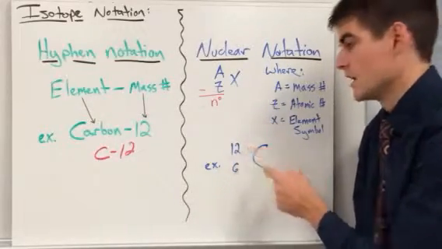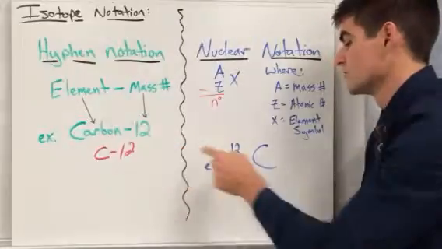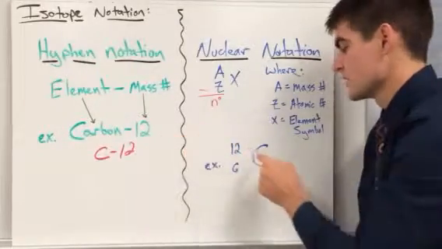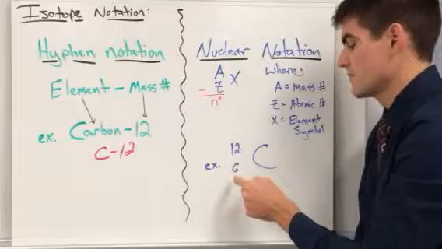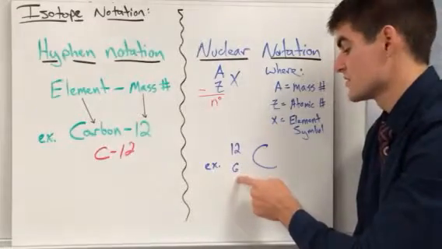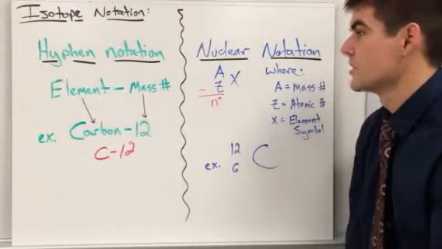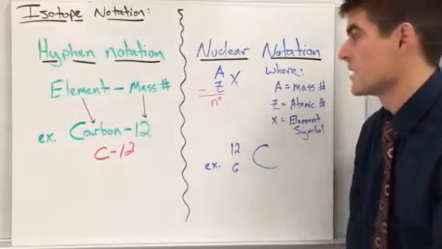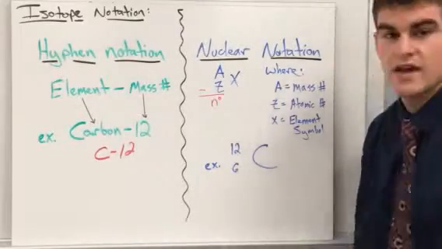So example here, same element, carbon-12, or same isotope, sorry, carbon-12, mass number up top, atomic number is 6, so instantly you know how many neutrons. It'll save you a little time. Nice to have that way.